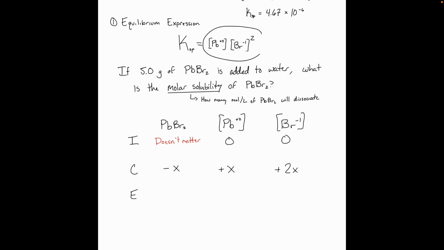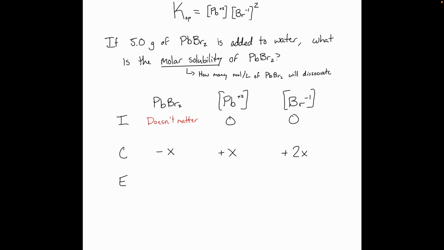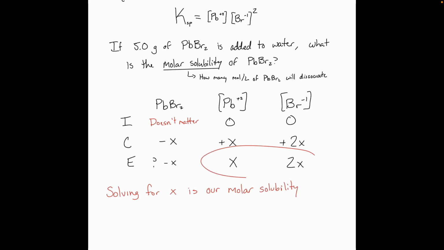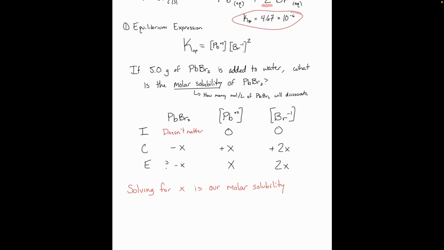Now in my Ksp expression, the only thing that I have are these lead and bromide ions. So these two values, my x and my 2x, are the only terms that are going to appear. This could be something minus x, doesn't really matter. But we do see that x is our lead 2 bromide being consumed. So importantly, we can make a note that solving for x is our molar solubility. Given our Ksp expression, given these equilibrium values here, and given that we figured the value of Ksp was 4.67, try to figure out what x would be, our molar solubility.